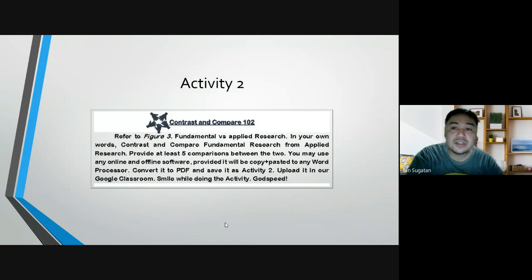You have to look for figure 3 in our module. It is labeled there, figure 3. Just contrast and compare the fundamental and applied research. Okay, compare them.